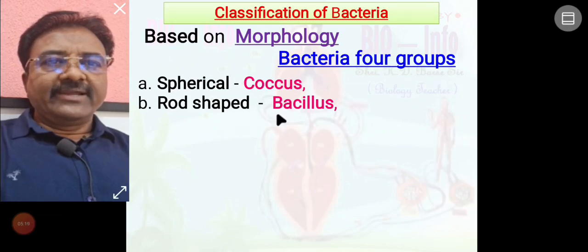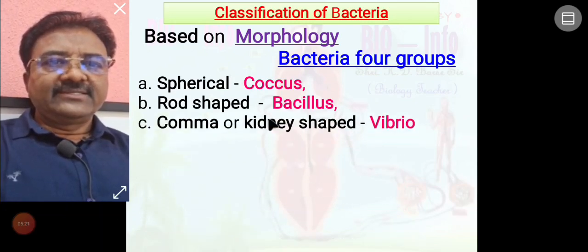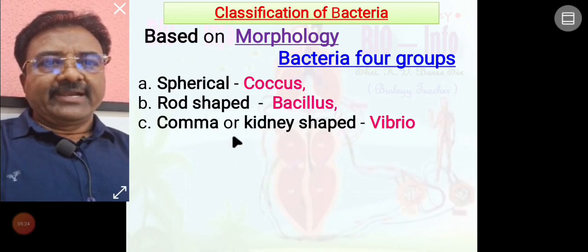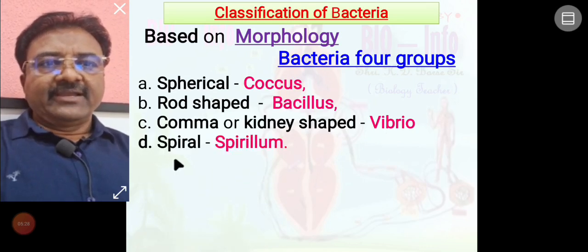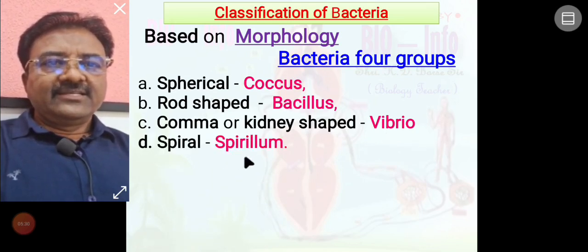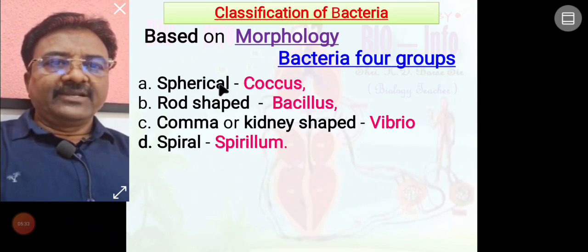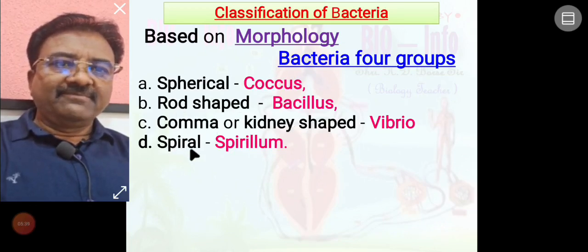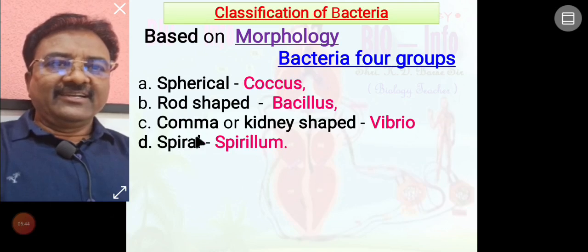Rod shaped bacteria known as bacillus. Comma or kidney shaped bacteria known as vibrio, and spiral shaped bacteria known as spirillum. So here noted spherical, rod shape, comma or kidney shape, spiral shape, different shapes of the bacteria, and here noted its name like coccus, bacillus, vibrio, spirillum.